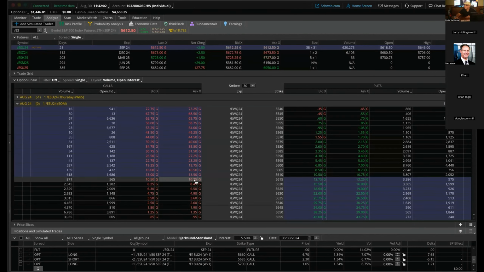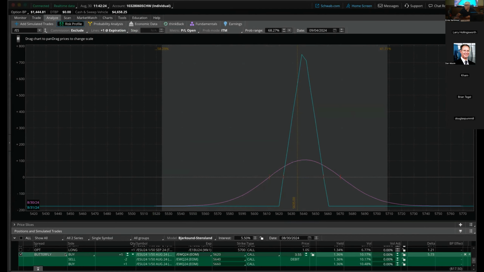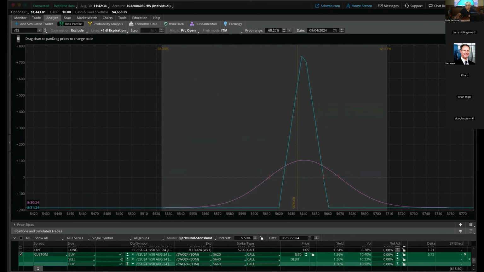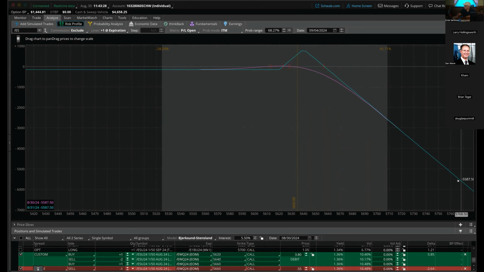So I'm going to create a butterfly and I'm going to make it so I can close any one of them. So watch what happens when I remove one of the long legs by making it go to zero. By removing the near leg over here, it creates unlimited risk. You see that? Just by removing that. I'm sorry, that's the far leg.